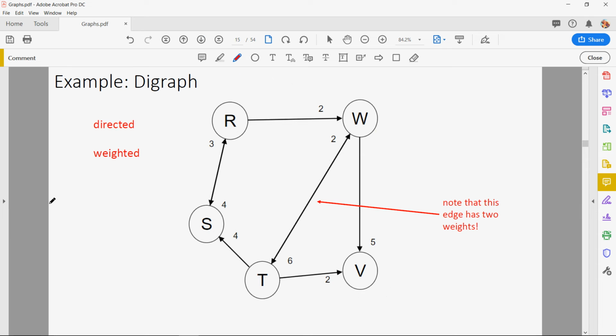Here's another example of a digraph. So it's a directed graph. The edges have a direction. This graph is also weighted. So in addition to edges having a direction, you'll notice that those edges have a weight. Now, each edge has a weight.